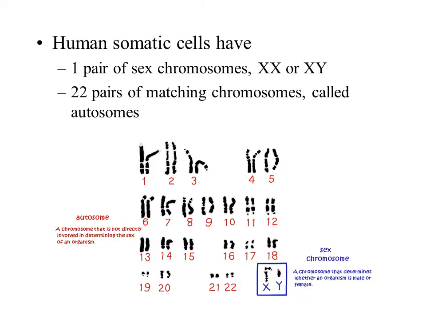Human somatic cells, or body cells, will have 23 chromosome pairs. One of those pairs is going to be referred to as the sex chromosomes. If you are a female, you will have an X and an X. If you are a male, you will have at least one Y. The other 22 pairs are called autosomes.